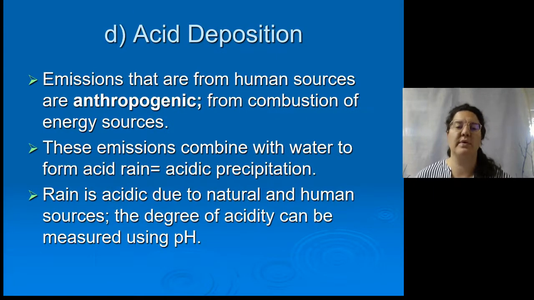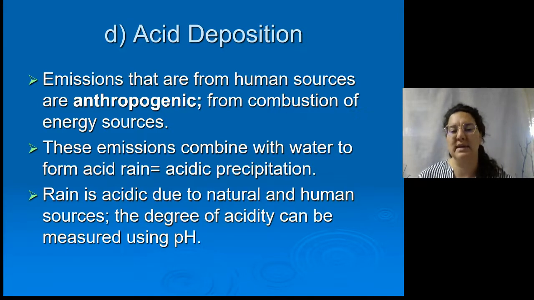Now, continuing on with the issue of acid deposition, emissions that are from human sources are known as anthropogenic, and this is typically from the combustion of energy sources, so biomass fuels as well as hydrocarbon fuels. Now, these emissions combine with water to form acid rain, or acidic precipitation if it falls as snow or sleet or hail.